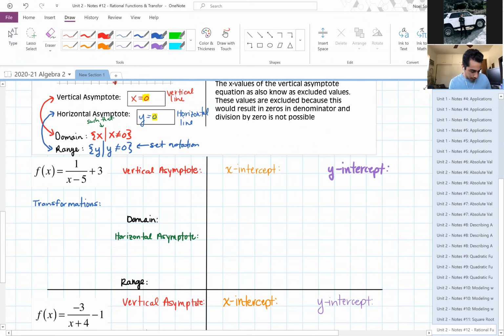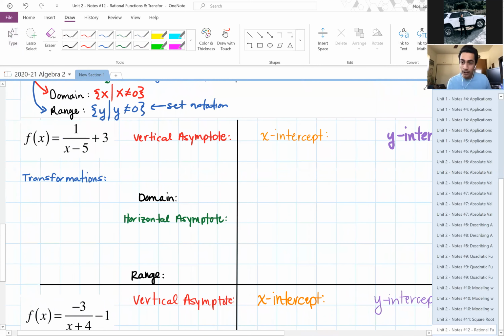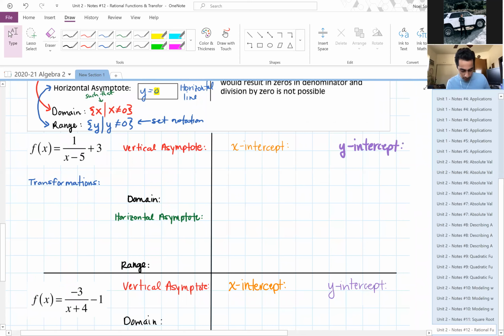All right, so now let's go ahead and take a look at a function where some transformations have taken place. This will be your first example that you would have to write down. We're going to find each one of these things. We'll start with transformations, find the vertical asymptote, state the domain, find the horizontal asymptote, then state the range. And then we'll move on to the final part, which is to find the X and the Y-intercept of the rational functions. You're going to write this down in your notebook.